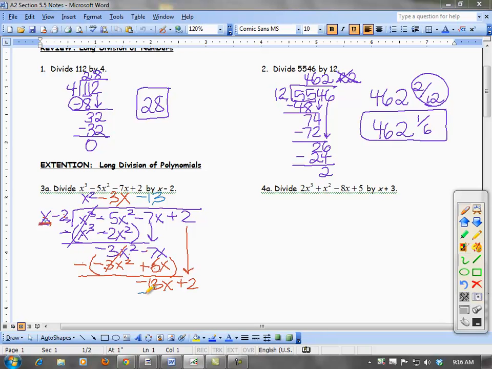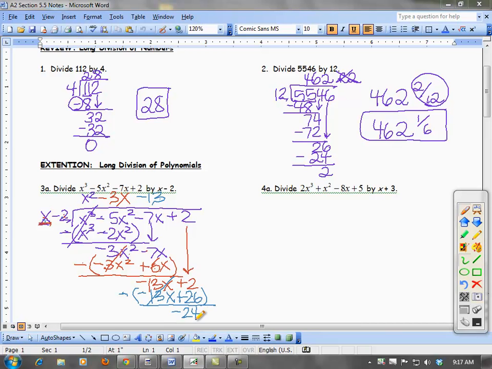So negative 13 times x is negative 13x. Negative 13 times negative 2 is a positive 26. And I'm going to subtract it. Negative 13, subtract a negative means plus 13, that's gone. 2 minus 26 is negative 24.